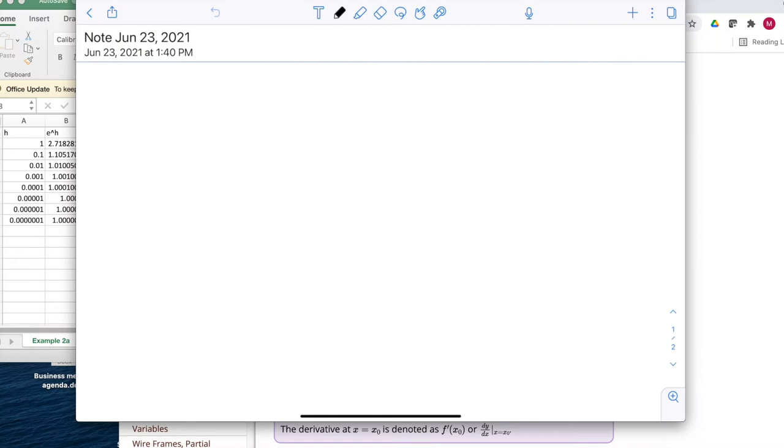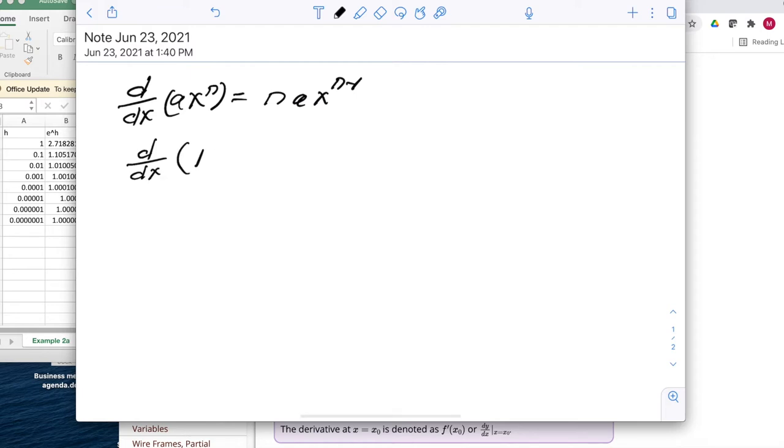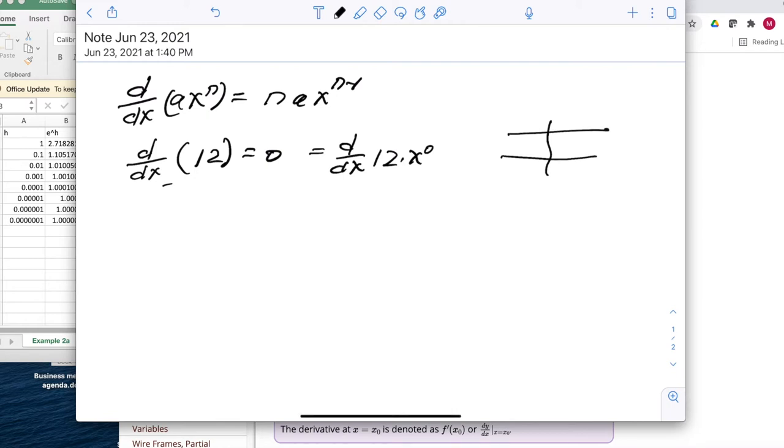The first rule we want to look at is the polynomial rule. The derivative with respect to x of a times x to the n is n times a times x to the n minus 1. The first example to look at is the derivative with respect to x of a constant c, like 12, is 0, because this is the derivative with respect to x of 12 times x to the 0, and so we'll have a 0 out front and we'll get 0. This says if I have a constant function, the graph of this is a straight line, and the derivative of a flat line is 0.